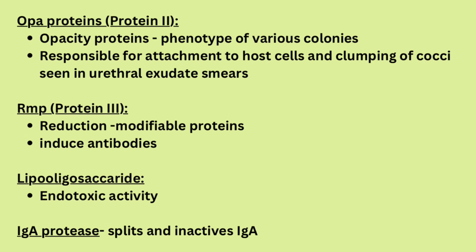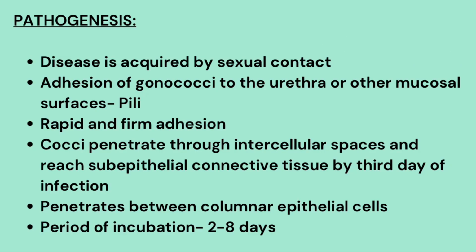RMP, which is also called protein 3. These are highly conserved reduction modifiable proteins in the outer membrane. These proteins induce antibodies which inhibit the serum bactericidal activity against Neisseria gonorrhoeae. Lipo-oligosaccharide. This antigen has endotoxic activity, and it is responsible for toxicity in gonococcal infections. Another protein is IgA protease. It splits and inactivates IgA.